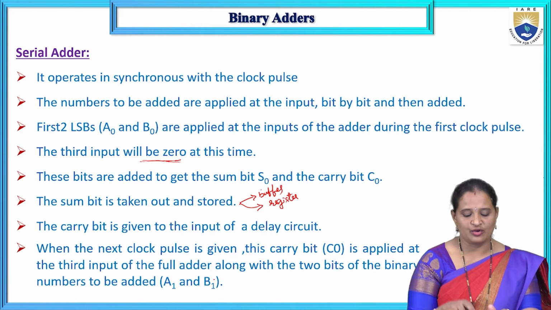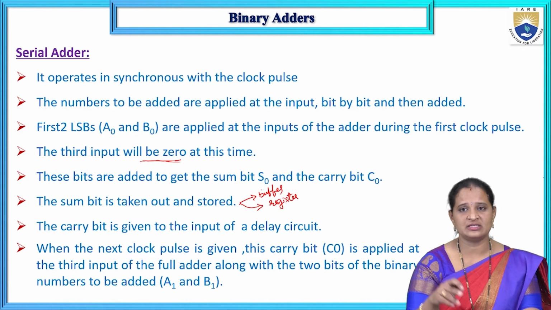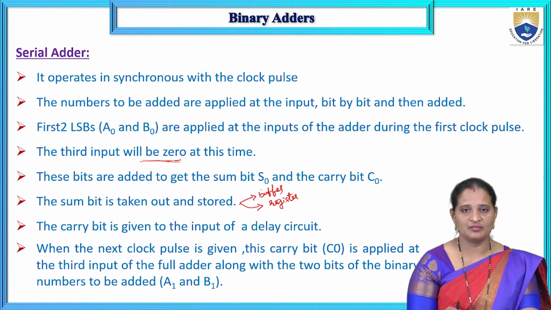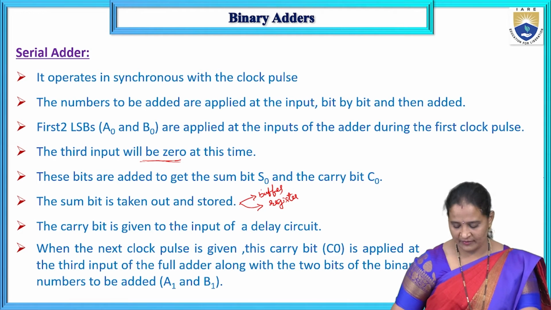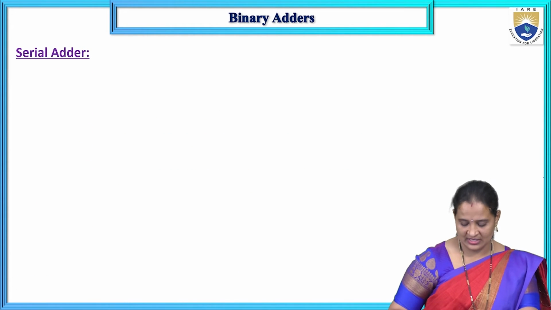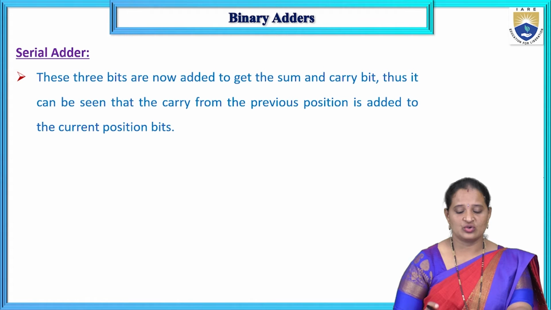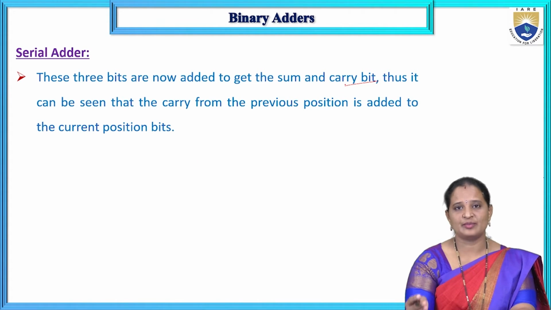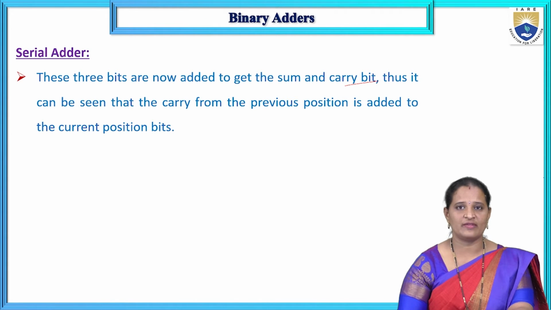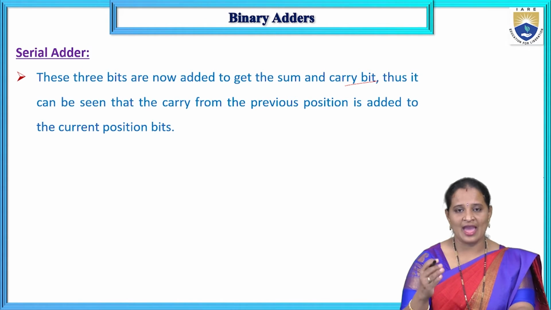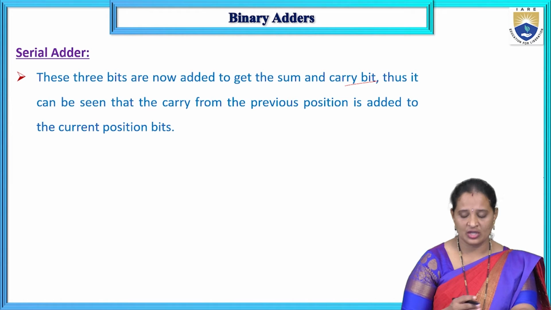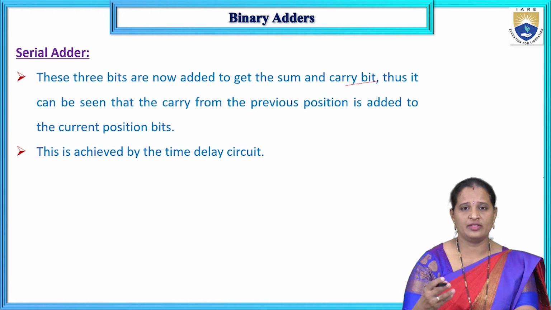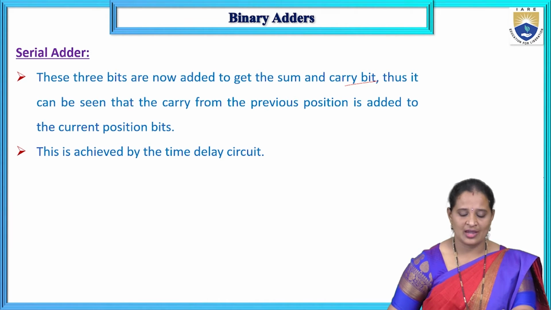Like that, during the next clock pulse, that is the second clock pulse, C1 is given as the third input, whereas A1 and B1 are given as the inputs to the full adder, which performs the addition. Again the sum bit is generated. So the 3 bits are again added and the sum and carry are generated. Again the sum is taken out and stored in the register, and the carry is given as input to the delay circuit. This process repeats until all the bits of the 2 binary numbers are added.